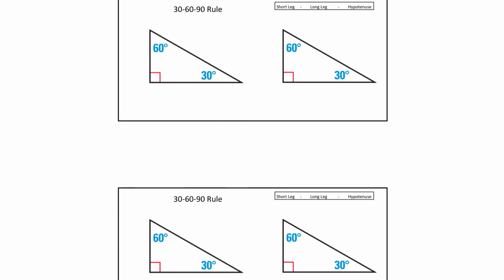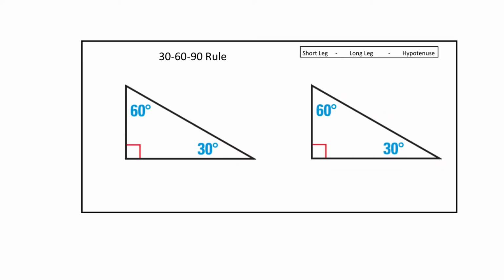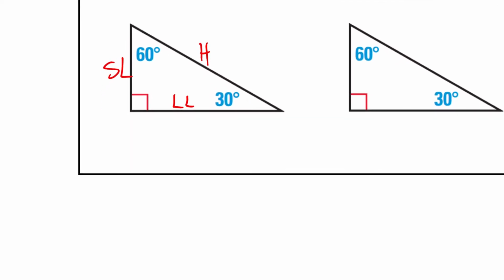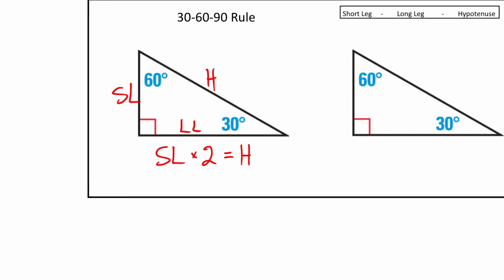Okay, so on the back of your warm-up, you got this, where we're going to talk about these rules that we looked at on Friday. So on Friday, we measured to find the relationship between the short leg and the hypotenuse, and then we used Pythagorean theorem to find the relationship on the long leg. Okay, so here we have the short leg, long leg, and hypotenuse. So if you take the short leg and you multiply that by 2, that's going to give you the hypotenuse. So if you know the short leg and you want to find the hypotenuse, you just take that short leg times 2, and you've got the hypotenuse. Okay? If you take the short leg times the square root of 3, that's going to give you the long leg.